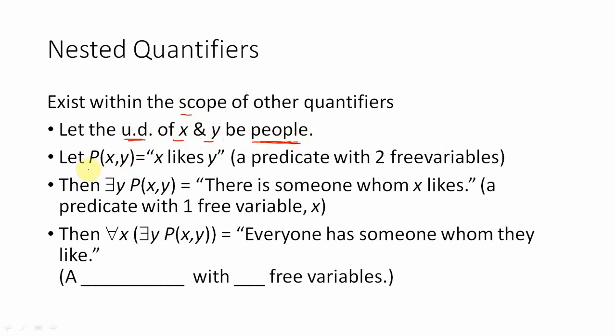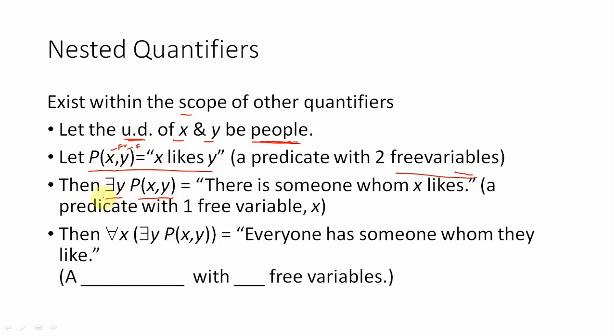And we define a predicate P(x, y) as x likes y. Up to this point, x is a free variable and y is a free variable, so this is a predicate with two free variables. Now if I specify there exists y P(x, y), what does it mean?